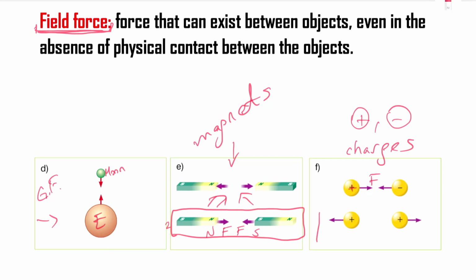And in this case, here we have two like charges, positive and positive. They're going to repel each other. In this case, they are not touching each other. However, they apply force to each other from a distance and without physical contact.